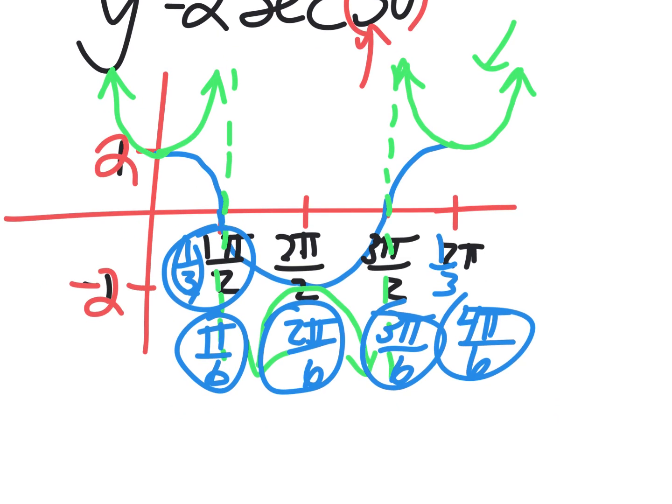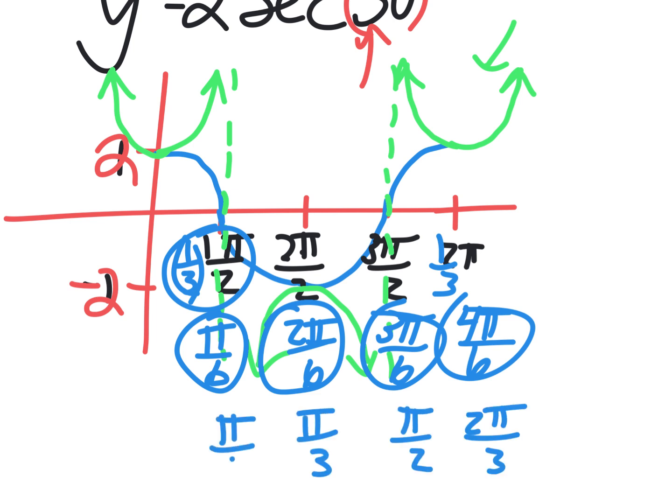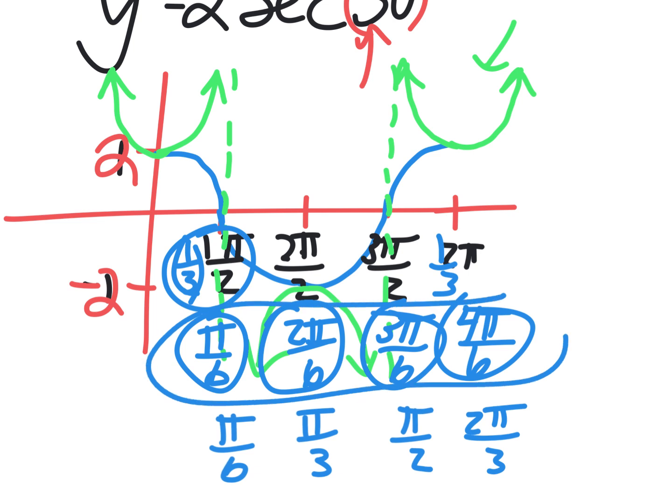Would I have accepted it if you said pi over 3? Sure, it's the same thing, it's just reduced. And that would be 2 pi over 3 if you reduce it. And that would be pi over 2 if you reduce it. But look at how that does not flow. Pi over 6, pi over 3, pi over 2, 2 pi over 3. That doesn't flow at all. So I think these are the way I would go.